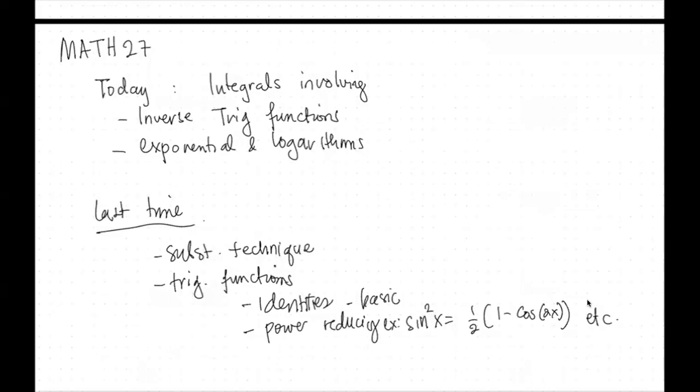So this is Math 27 for today. We have the following goals. And the other announcement, I will just post it in our Google Space. Today we will have inverse trigonometric functions and exponential integrals involving inverse trigonometric functions and exponentials and logarithms.